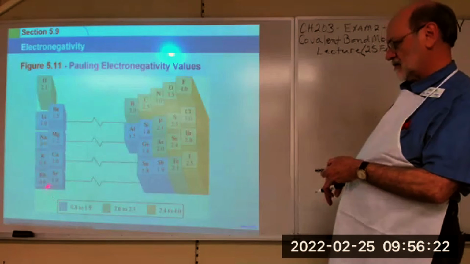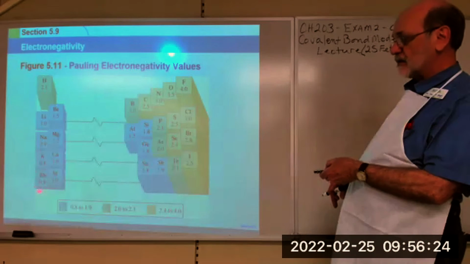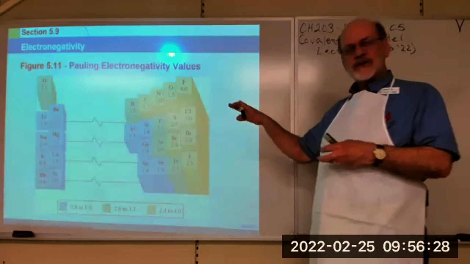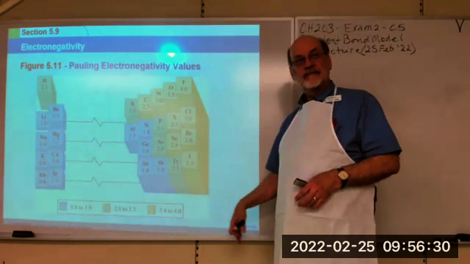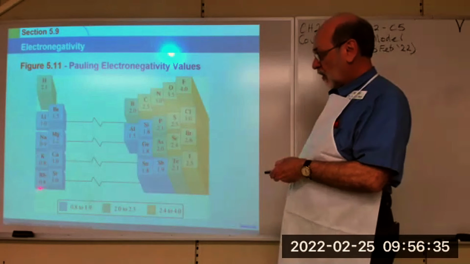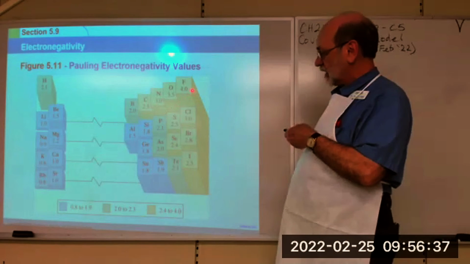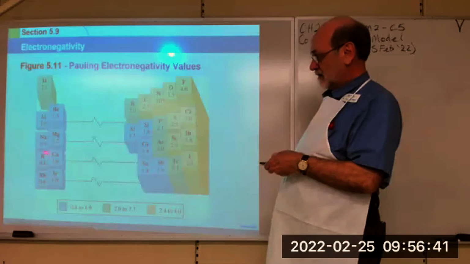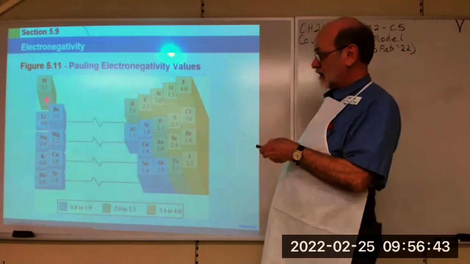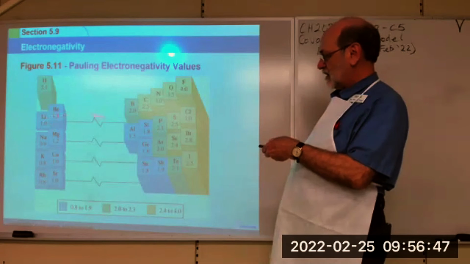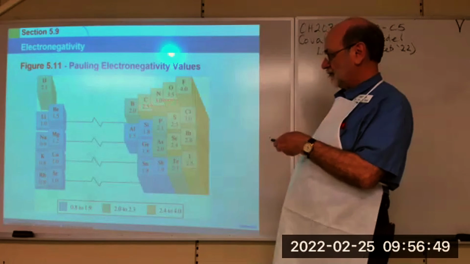Now it's close. Well, that doesn't go down to cesium. I think cesium is actually 0.7. And there's a way to calculate these, but we're not going to go into that. It's just, this is it. So from lower left to upper right, we increase electronegativity. That also means that as you go down in a family, in a group, you get higher electronegativity. And if you go from left to right in a period, you get more electronegative.